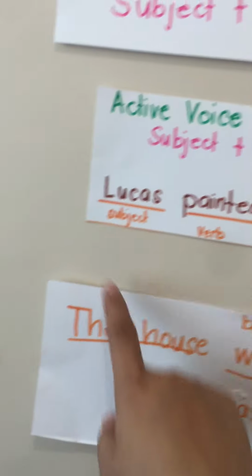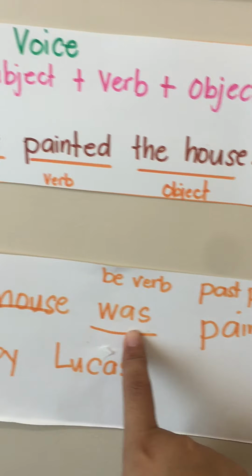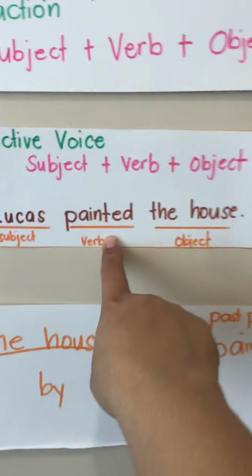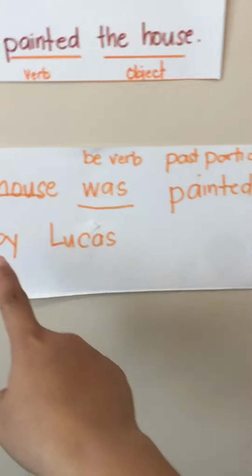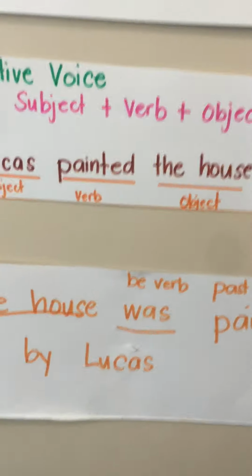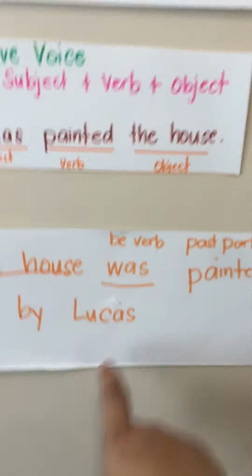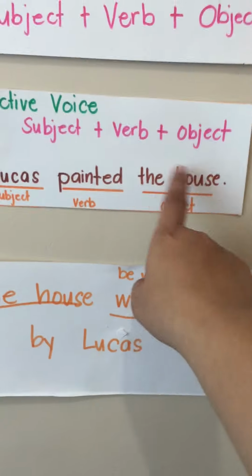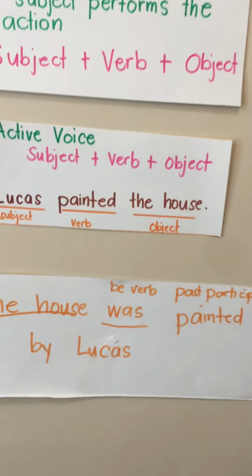So look at the subject. It's house. It's only one, so we're going to use was. And what's the past participle of painted? It's still painted. And who is the receiver of the action? It's Lucas. So we will use the word by. The house was painted by Lucas. So hindi pwede nating sabihin na the house painted Lucas because incomplete yung thought niya.